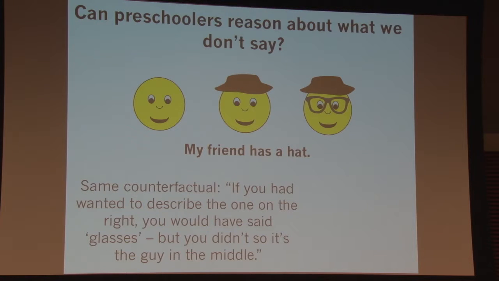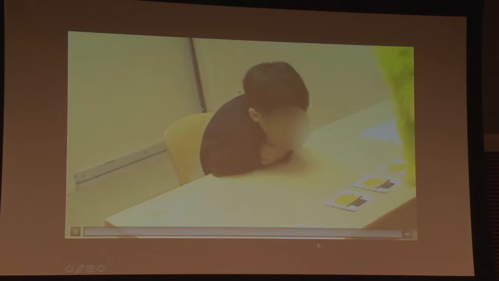So this is precisely the question we ask. Can children make this same sort of inference? So we set this up, and Furble set the stage for us, and here's what we saw. My friend has a hat. Can you show me my friend?